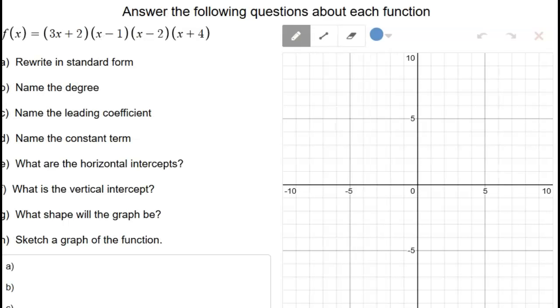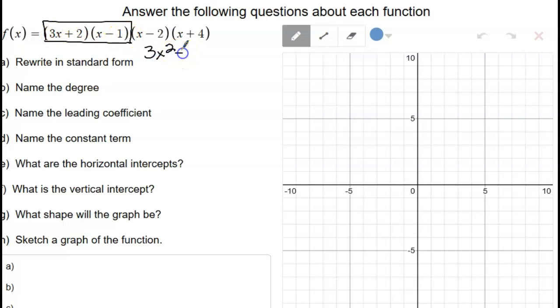All right, so for the next one, this one is in factored form. So to rewrite this in standard form, this is going to be a really long one. So I'm just going to quickly go through this one. Let's just do 2 at a time. So if we distribute this one, 3x times x is 3x squared.